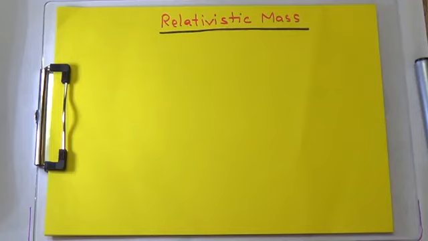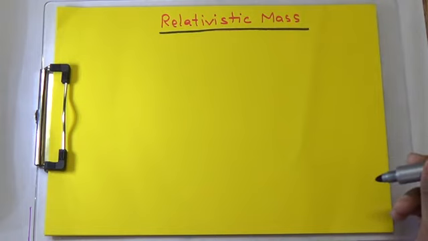Today our topic is relativistic mass. As we know, time changes due to relative motion. Length contraction, we have seen that length is also changing due to relative motion. And in one more topic, velocity addition, velocity also changes. So in this particular topic we will try to show that mass also varies with respect to relative motion.